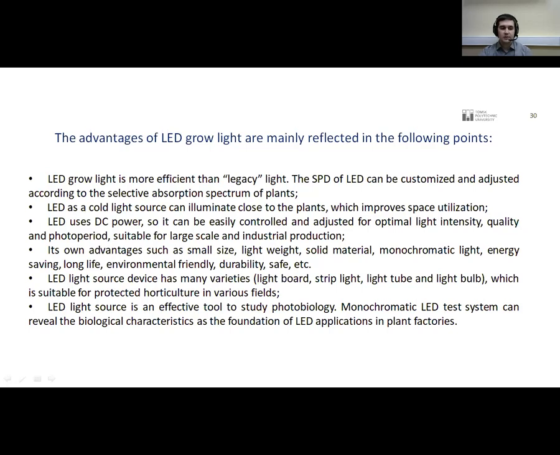However, we can use in this case the fluorescent lamp, but the fluorescent lamp in general uses alternating current. Maybe it's okay, but sometimes it's not so good. Also, LED can easily realize intelligent control of light quality, intensity, and photoperiod, which is very difficult to realize for legacy light sources, because it's the most important thing. Due to its optical characteristics and spectral advantages, LED light source cannot be matched by a legacy source in plant production.